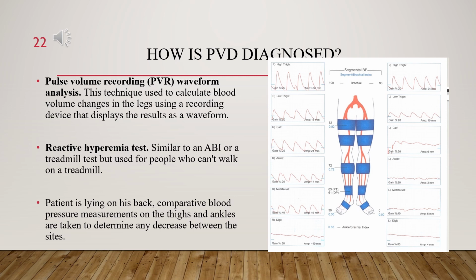Again, some more ways to diagnose PVD. You can do a pulse volume recording or a PVR waveform analysis. This technique is used to calculate blood volume changes in the legs using a recording device that displays the results as a waveform. Or you can do a reactive hyperemia test. It's similar to an ABI or a treadmill test, but it's used for people who can't walk on a treadmill. The patient is lying on his back, and comparative blood pressure measurements on the thighs and ankles are taken to determine any decrease between the sites.